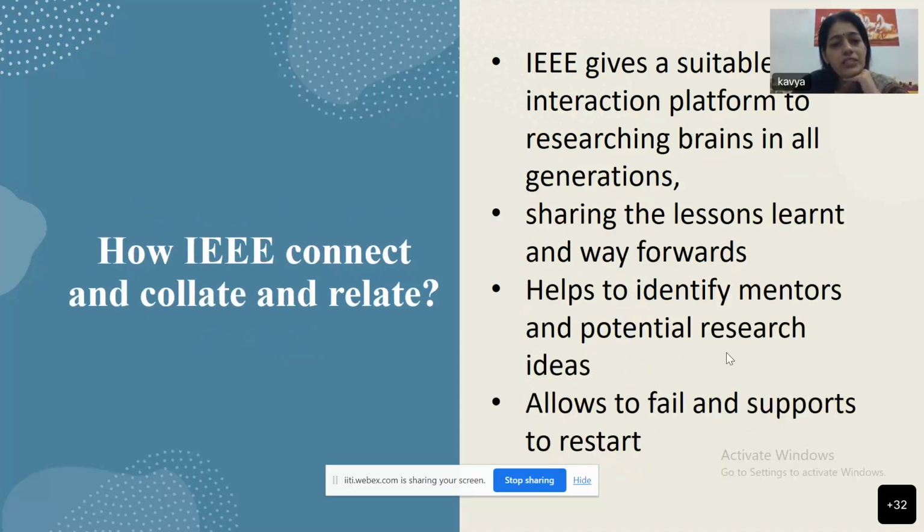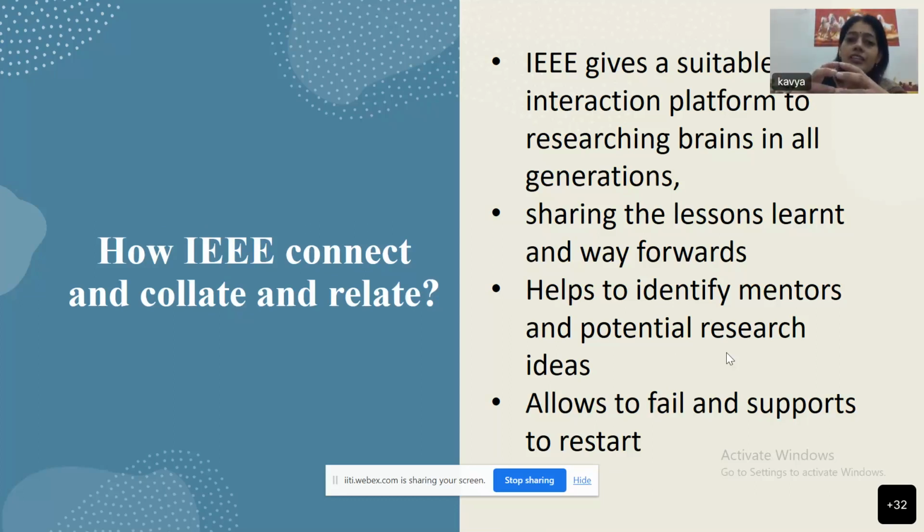Now, how do platforms like IEEE connect, collate, and relate? IEEE gives a suitable interaction platform to researchers, fresh researching brains, of all generations. IEEE is a platform where everybody looks up to the stalwarts who are ready to mentor, ready to merge, and also share their lessons and their way forward. This is one platform which I personally feel is shy proof. The scientists, the stalwarts are not shying away from sharing their failure stories with the budding researchers along with their success stories, and they help.